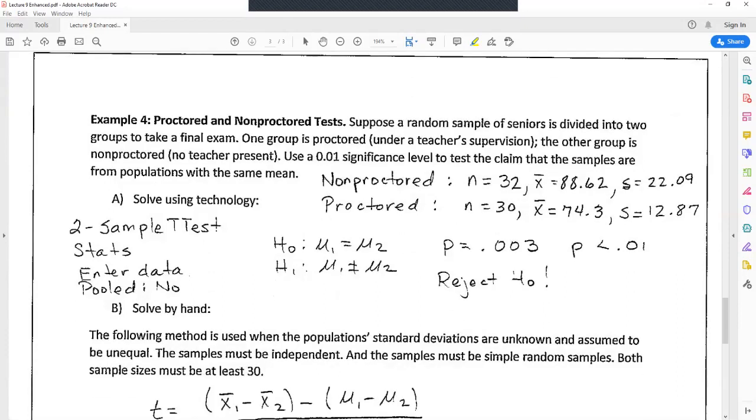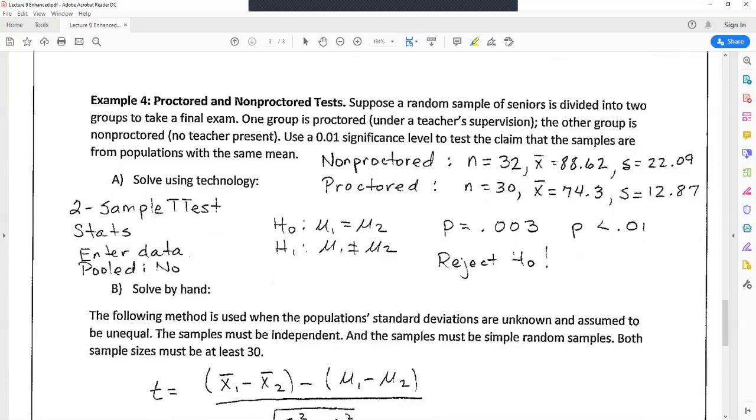Example 4, proctored and non-proctored tests. Suppose a random sample of seniors is divided into 2 groups to take a final exam. One group is proctored, which means they are under a teacher's supervision, and the other group is non-proctored, which means there is no teacher present. We're going to use a 1% significance level to test the claim that the samples are from populations with the same mean. Well, here's the summary stats.